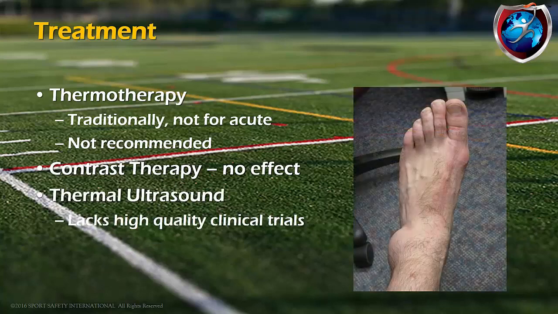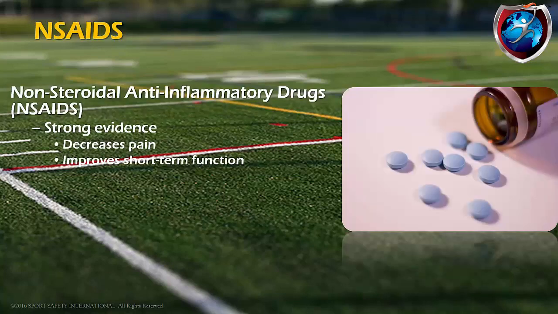Thermal ultrasound therapy has been used by clinicians for a variety of soft tissue injuries to reduce pain and increase range of motion. Yet the literature does not support the use of ultrasound in managing ankle sprains due to the lack of high-quality clinical trials. Strong evidence indicates that non-steroidal anti-inflammatories used during the acute and subacute phases of injury decrease pain and improve short-term function after acute ankle sprains.